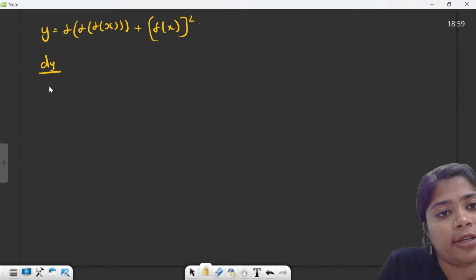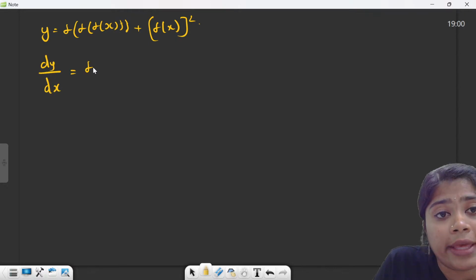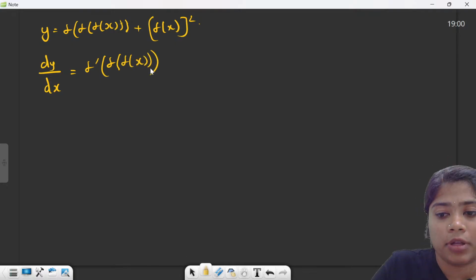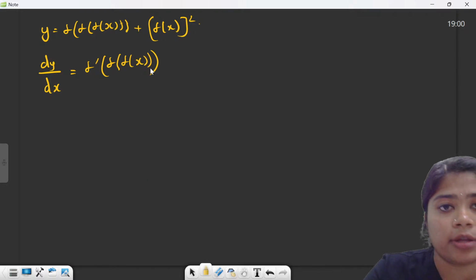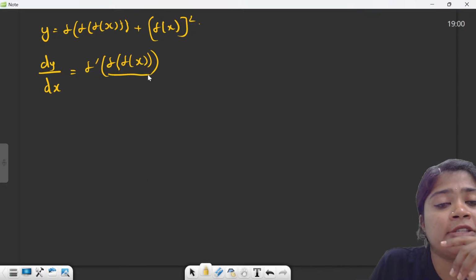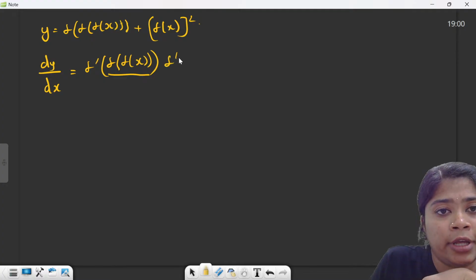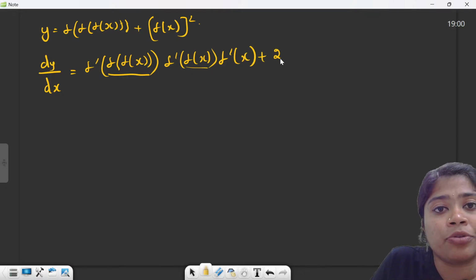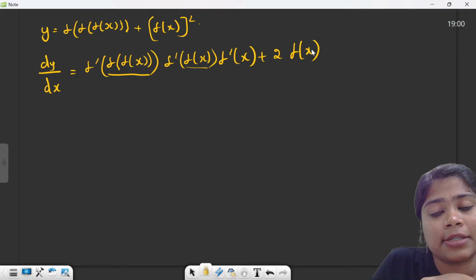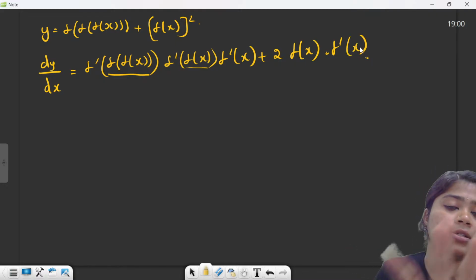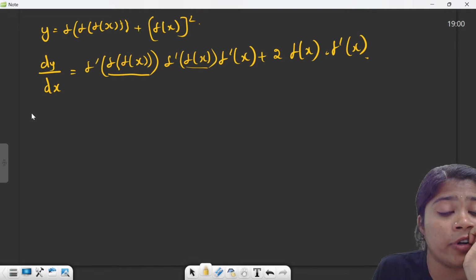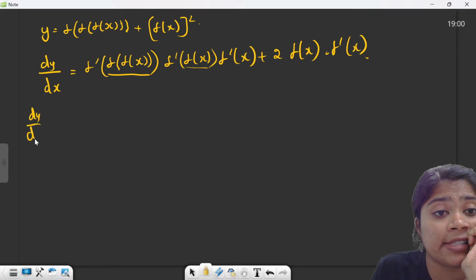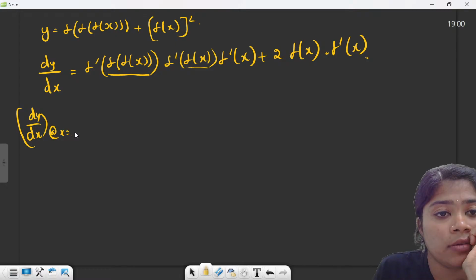So what is dy by dx? f dash of f of x, and instead of x we have this, so again we need to differentiate. f dash of f of x, instead of x we have this, so again we want to differentiate. So we will be getting plus 2 into f of x into f dash of x. That's it. Here we are looking for the derivative dy by dx at x is equal to 1.